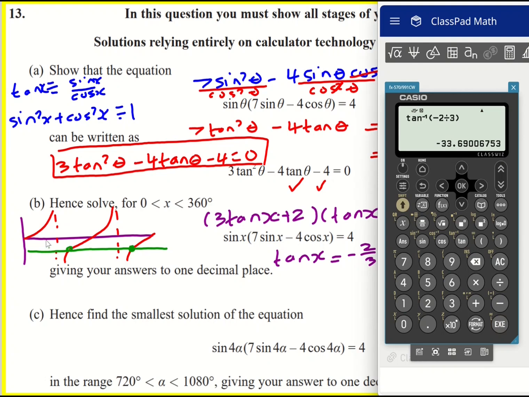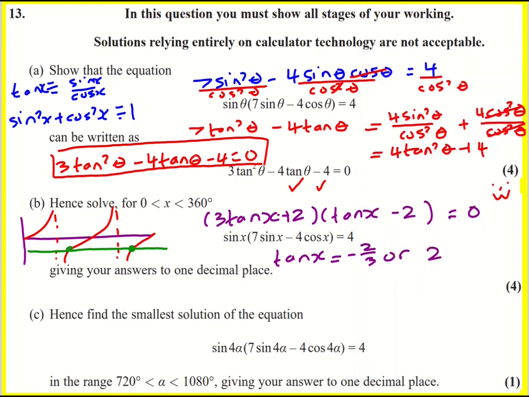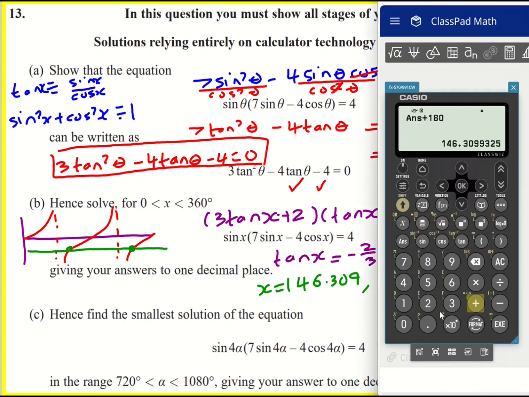Actually, when you do inverse tan, it always gives you the angle closest to 0. So I'm not even going to write that one down. You can if you want. But if I add 180, because tan is periodic at about 180, I'll actually get my first proper solution, 146.309. And then for my second one, I'll add 180 on again.